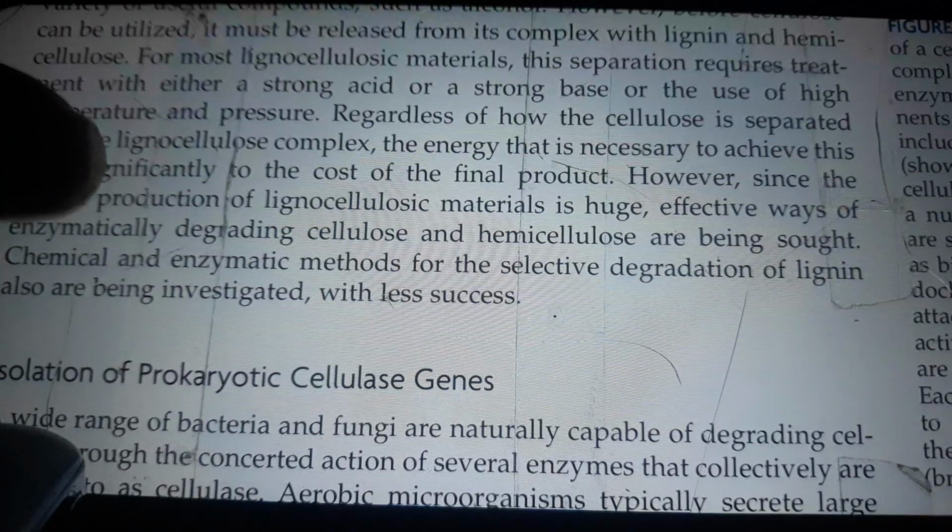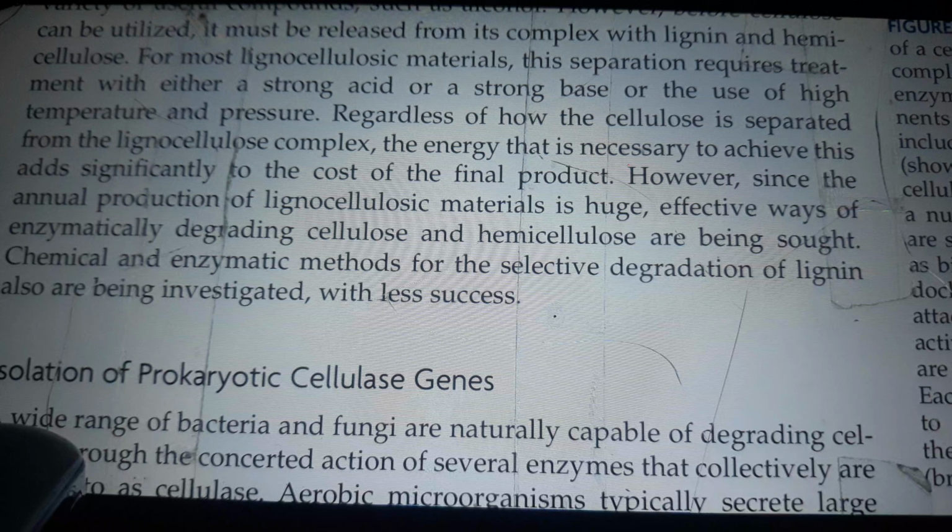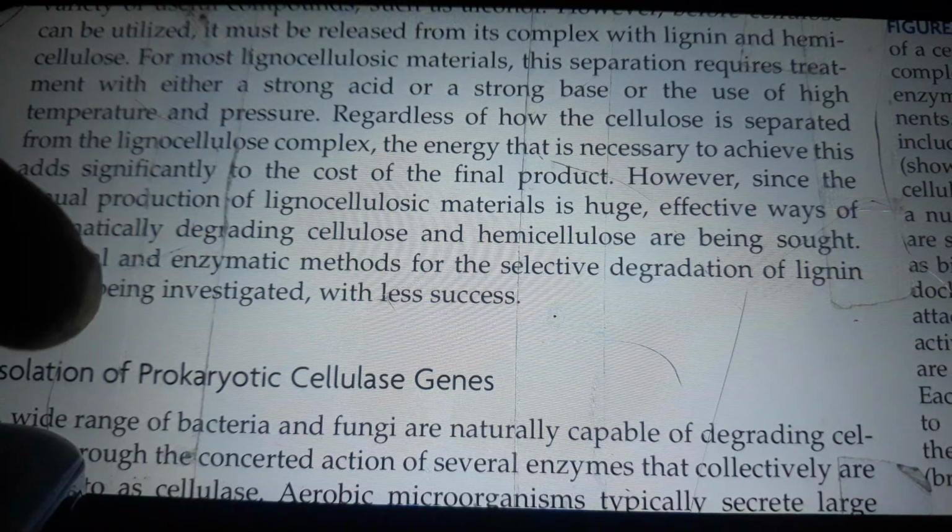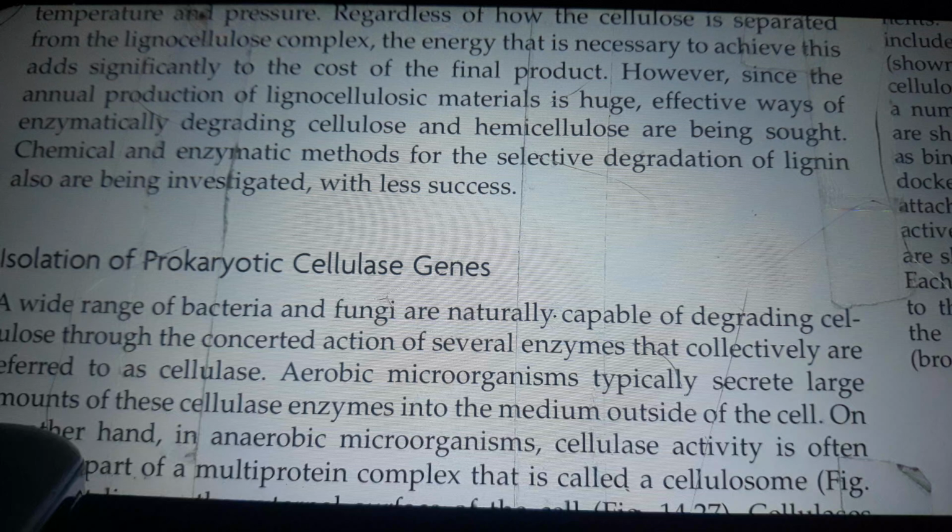However, before cellulose can be utilized, it must be released from its complex with lignin and hemicellulose. For most lignocellulosic materials, this separation requires treatment with either a strong acid or a strong base, or the use of higher temperature and pressure. Regardless of how the cellulose is separated from the lignocellulose complex, the energy that is necessary to achieve this adds significantly to the cost of the final product. However, since the annual production of lignocellulosic materials is huge, effective ways of enzymatically degrading cellulose and hemicellulose are being sought.